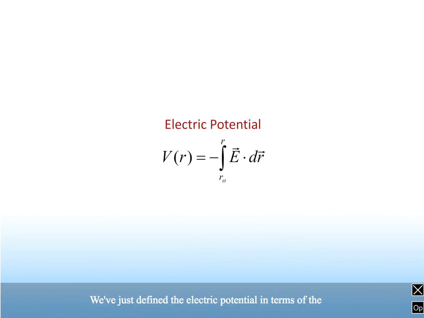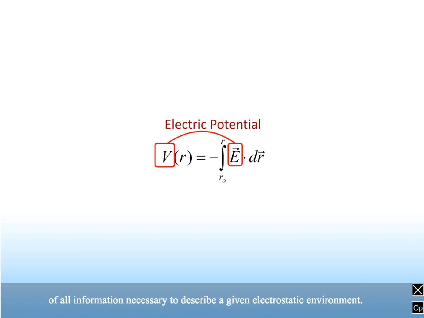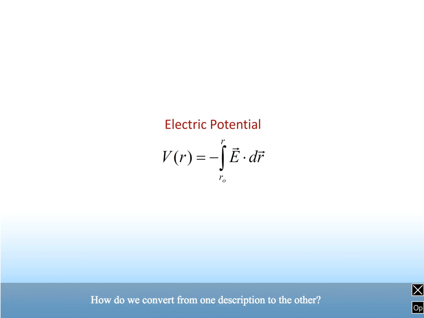We've just defined the electric potential in terms of the path integral of the electric field. This definition establishes an essential connection between the electric field and the electric potential. We can think of these quantities as being different encodings of all information necessary to describe a given electrostatic environment. How do we convert from one description to the other?